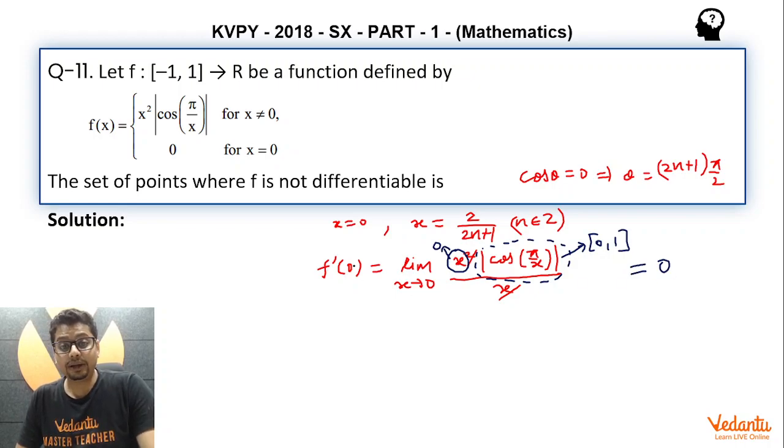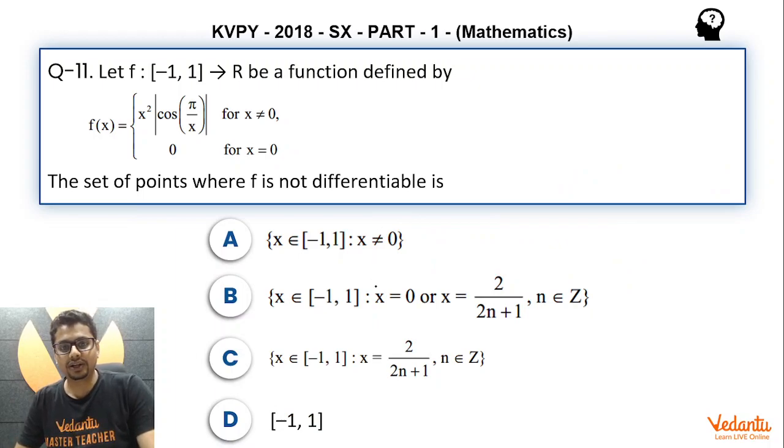So that means f prime 0, using this first principle, so to speak, we are getting its value to be 0, which is finite, which is acceptable. So that means f is differentiable at x equal to 0. So x equal to 0 would definitely not be my answer.